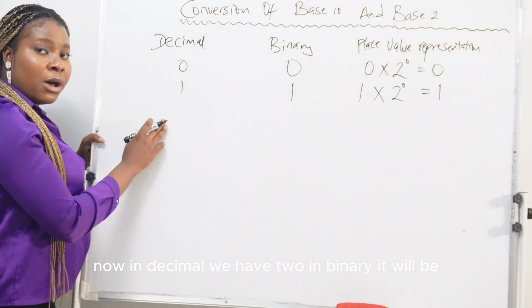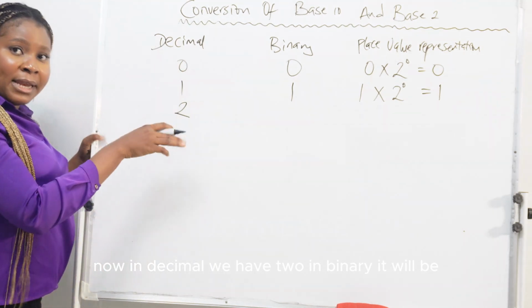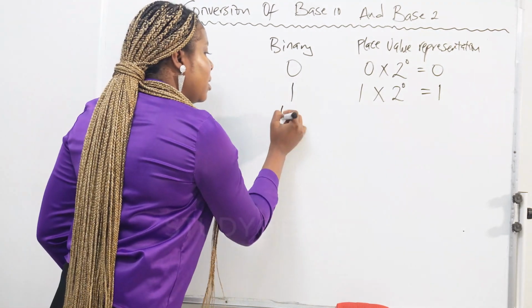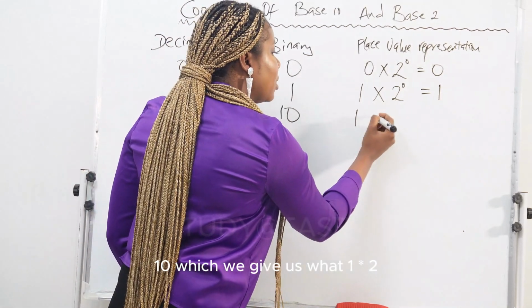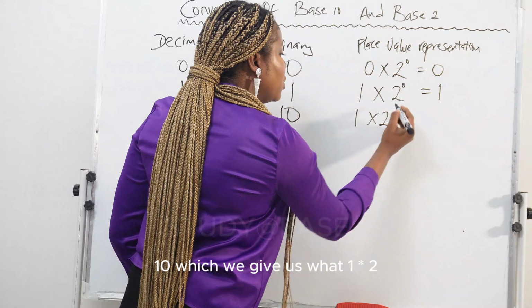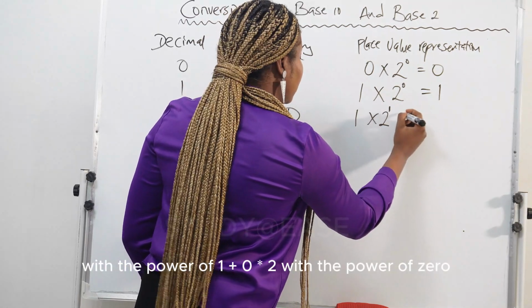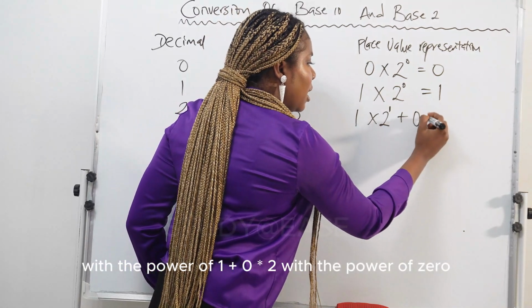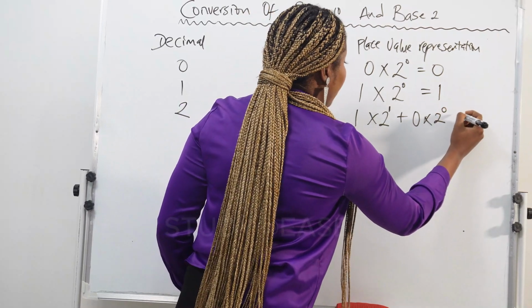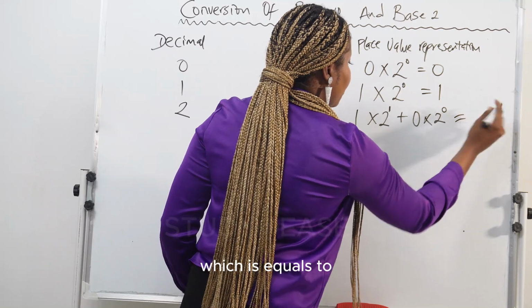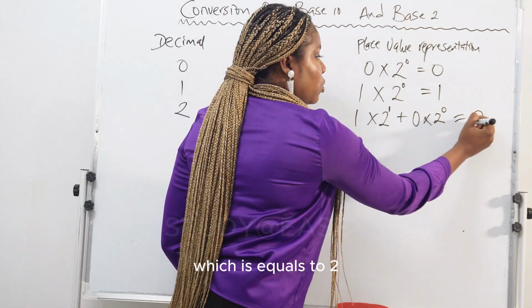Now, in decimal, we have 2. In binary, it will be 10, which will give us what? 1 times 2 raised to the power of 1 plus 0 times 2 raised to the power of 0, which is equal to 2.